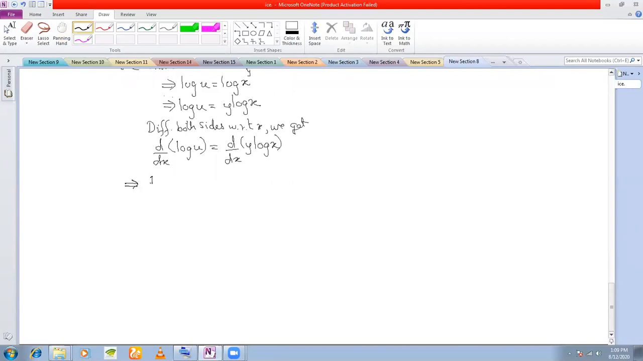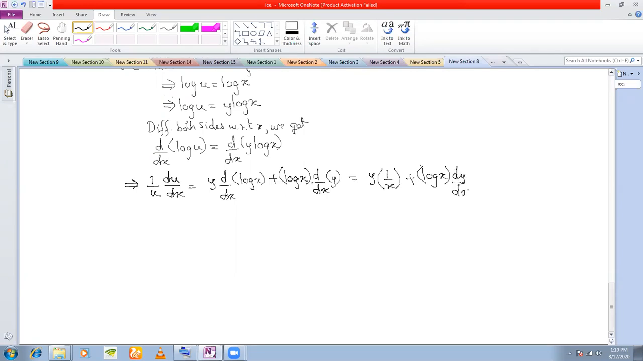That means differentiating log u with respect to x will be 1 by u du dx is equal to, now differentiate this by the u into v rule. u d dx log x plus log x into d dx of y, which is dy dx, and d dx log x is 1 by x, plus log x into dy dx.